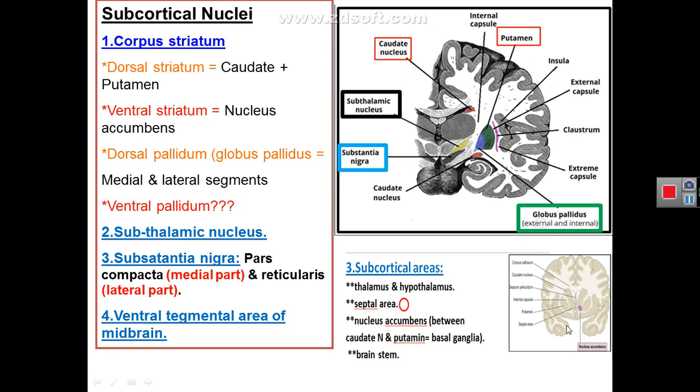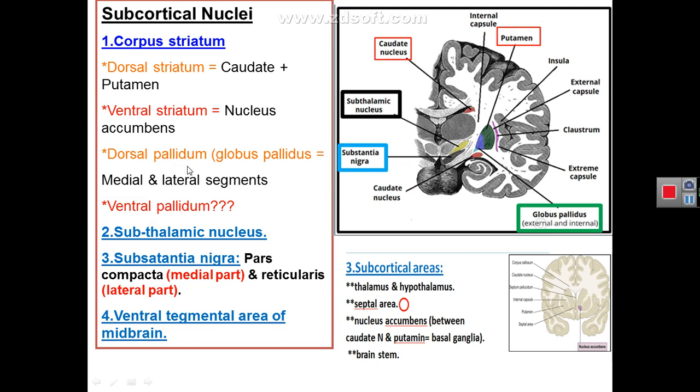This nucleus accumbens was discussed to you with the subject of the limbic system. We said the nucleus accumbens lies between, or connects, the caudate nucleus with the putamen. The same slide was presented to you in the presentation of the limbic system. So the corpus striatum is the first part of the other classification of the basal ganglia. It includes the dorsal striatum, which is formed by the caudate and putamen, and the ventral striatum, which is formed by the nucleus accumbens. The corpus striatum also includes a dorsal pallidum and a ventral pallidum.